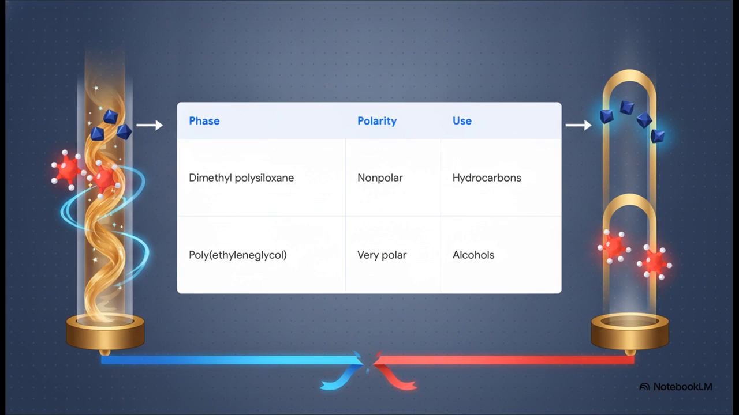But if you have polar volatile organic compounds, like alcohols or ketones, you'd want to use a very polar phase, like a polyethylene glycol carbowax. The polar column is going to interact heavily with those polar compounds, dragging them back and slowing them down, which ensures a perfect separation before they even reach the finish line.